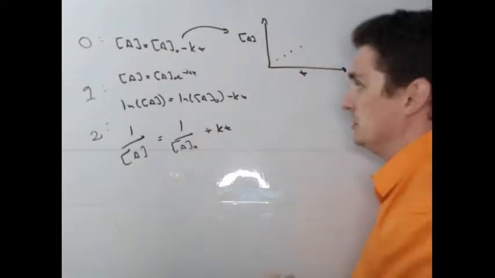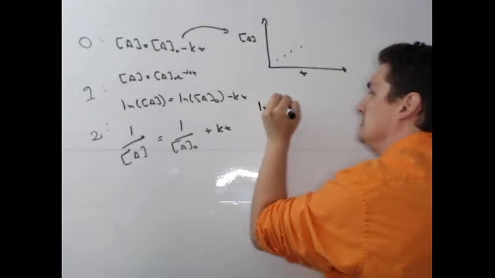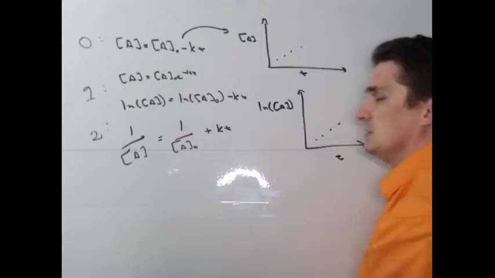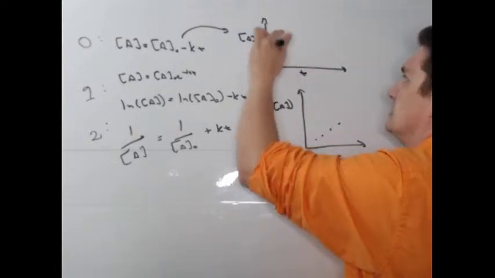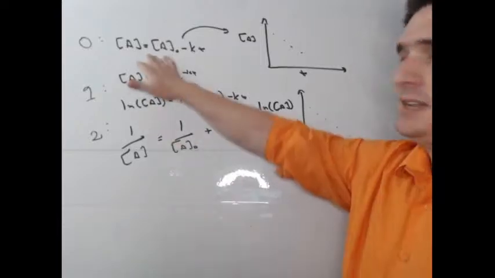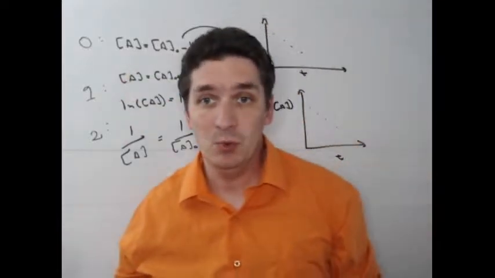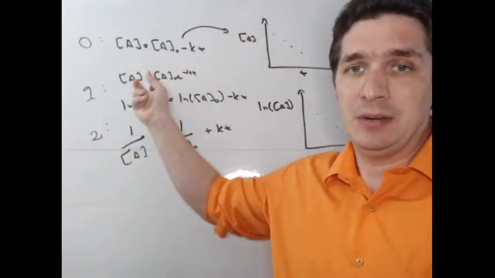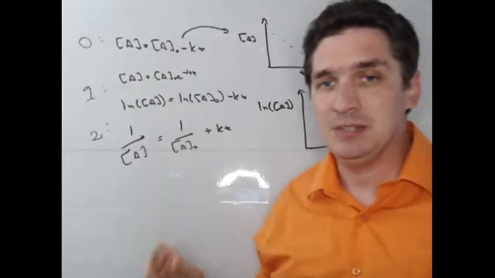If it's first order, the natural log of concentration versus time will give a straight line. Oops, sorry, I'm going in the wrong direction. Whereas concentration versus time will not be linear, because this is actually what it looks like, and if you try to plot this as a straight line, you get a decaying exponential.